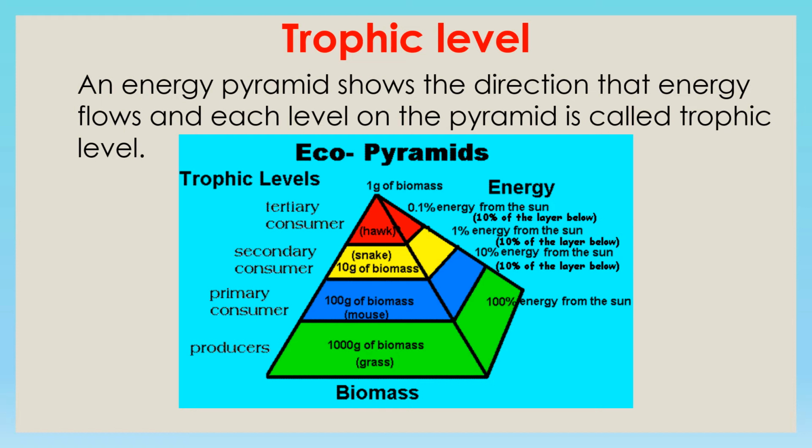So how about for the tertiary consumer? When it consumes the secondary consumer, like the hawk will eat the snake, it will only get 0.1% of energy from the sun. So as you can see, as it goes up, in every level, the level of energy decreases.